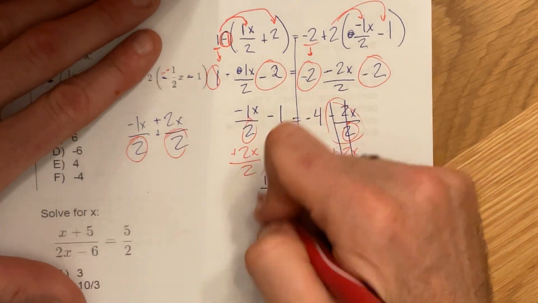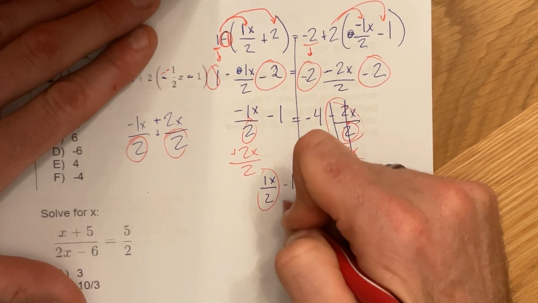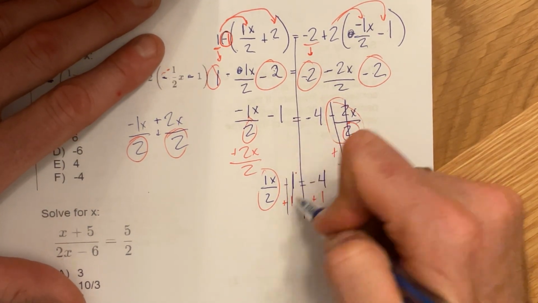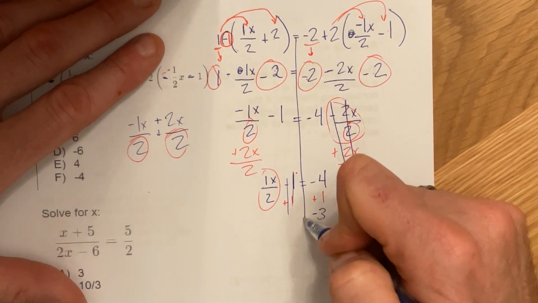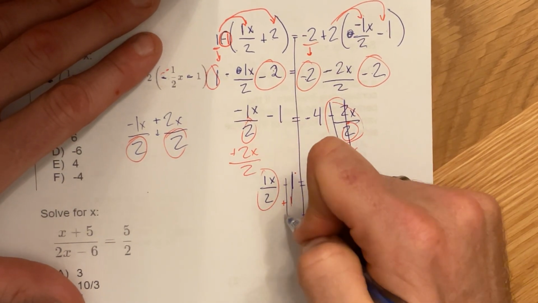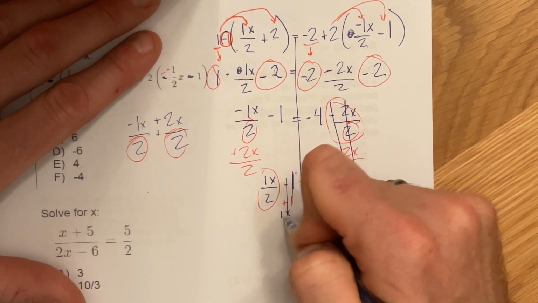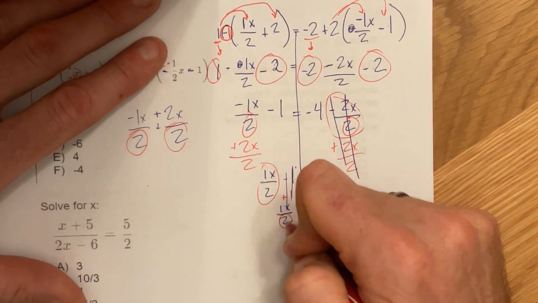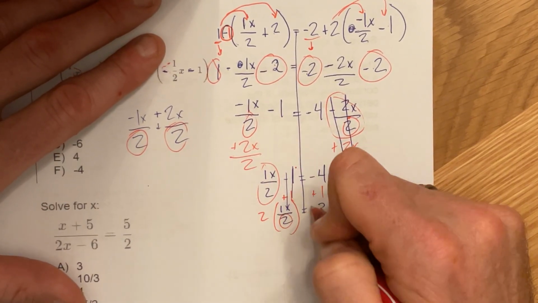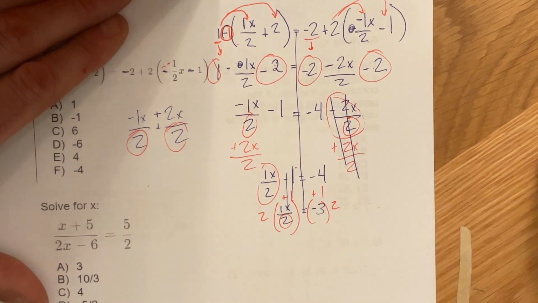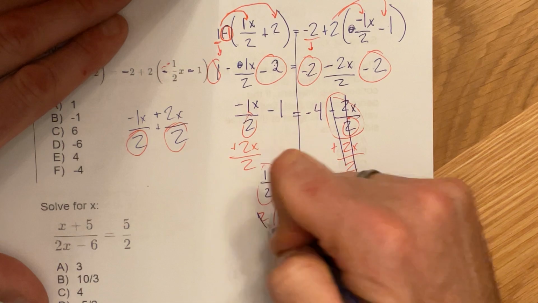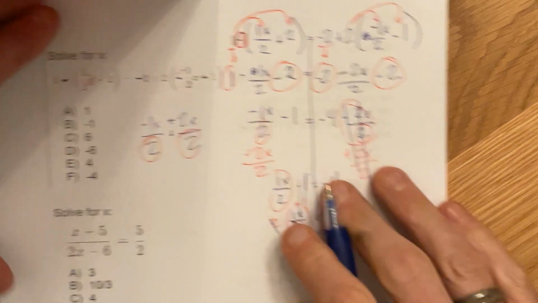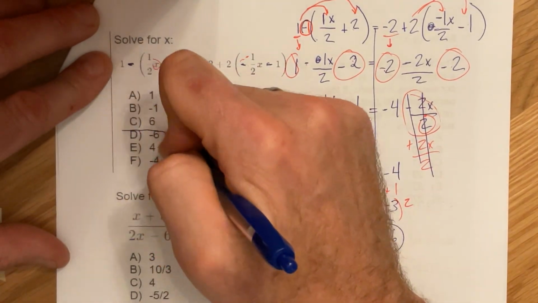Need to get this variable term right here on its own, so I'm going to deal with this guy right here. So let's add 1, add 1. These cancel. This is going to leave me with negative 3. And then I've got 1x over 2 equals negative 3. Want to get rid of this right here. So there's a division going on here. So I'm going to multiply that whole side by 2, multiply that whole side by 2. Cancel, cancel. That's going to leave me with 1x, or just plain x, equals negative 6. And again, there's that answer choice right there.